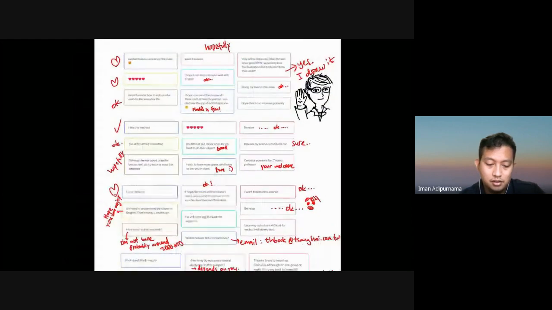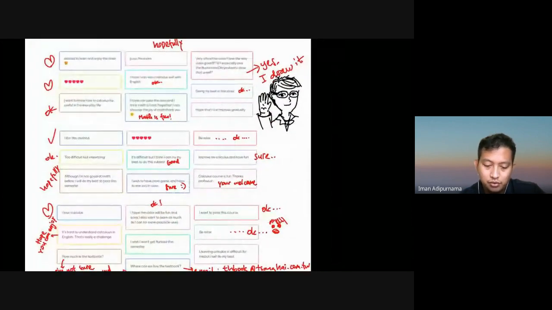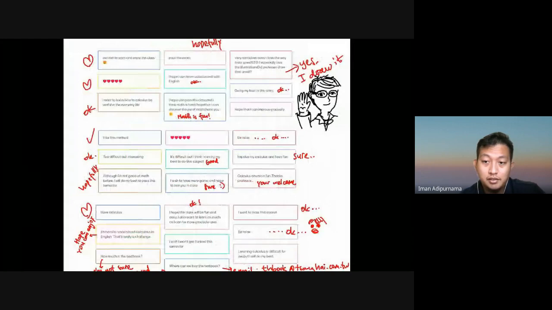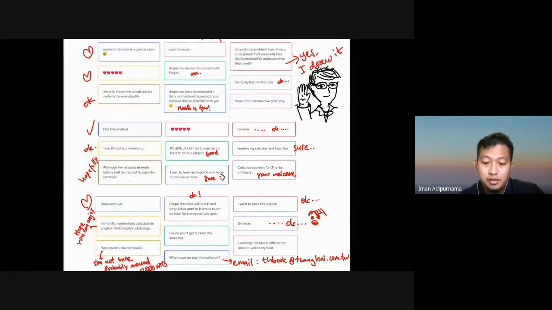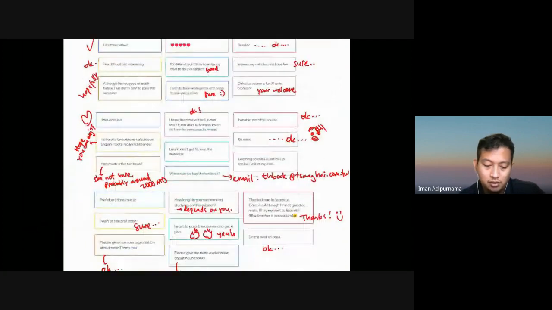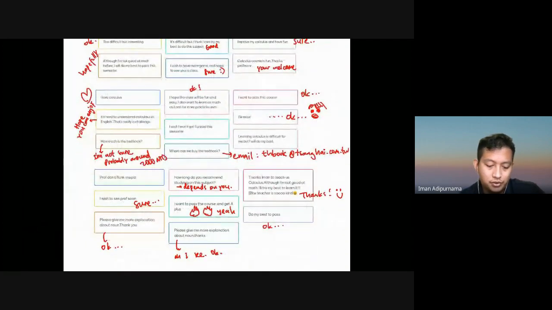Yeah, and then some of you are asking, do you draw? Yes, I'm drawing all my stuff that you have been seeing, like the cartoon. Yeah, that's my drawing. Some of you wish not to pass the course. I hope you guys can pass this calculus.